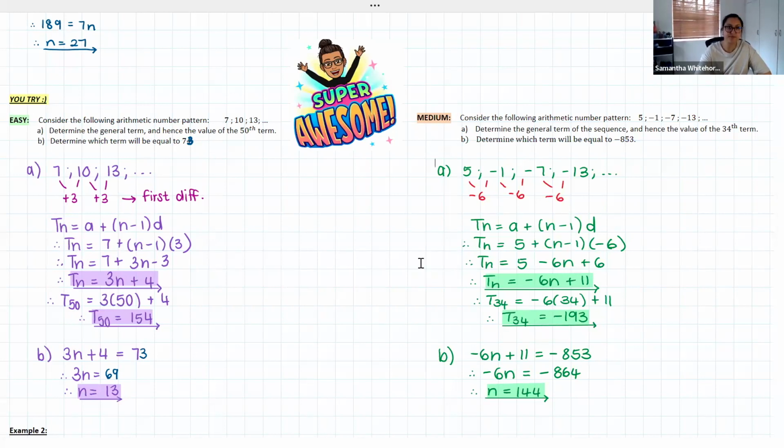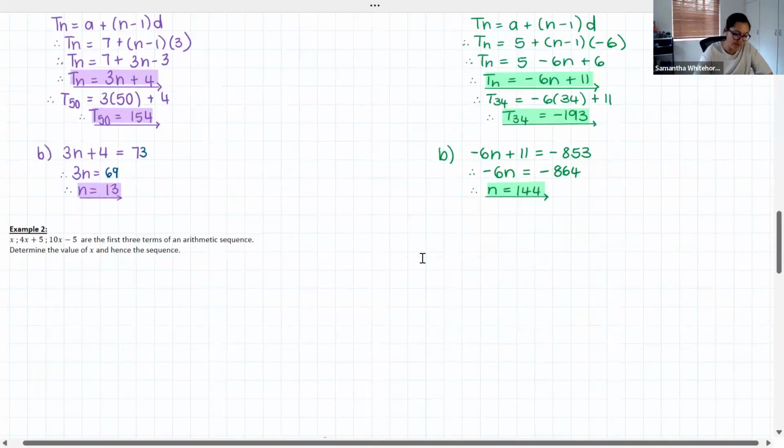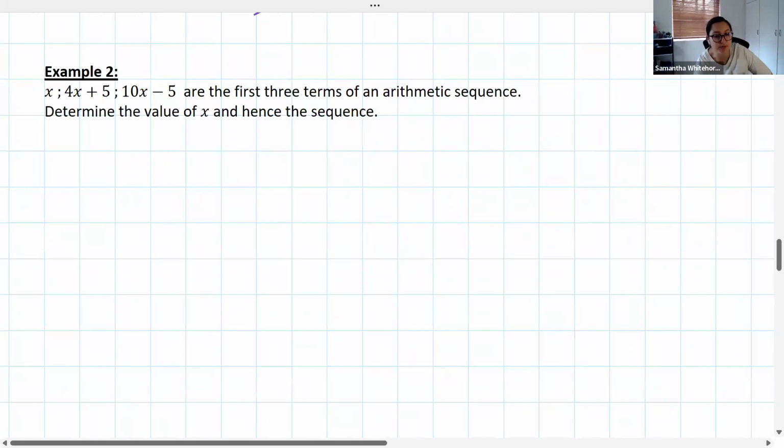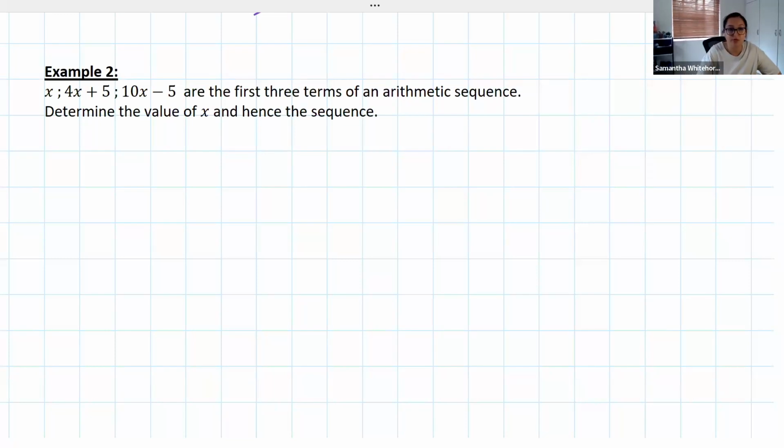Right. Let's have a look at something slightly more complex. This is again where we now start to introduce variables. This is one of the ways we can start to increase the complexity of number sequence questions, by adding in variables. So we've got x, 4x plus 5, 10x minus 5 as the first three terms of an arithmetic sequence. Determine the value of x and hence the sequence.